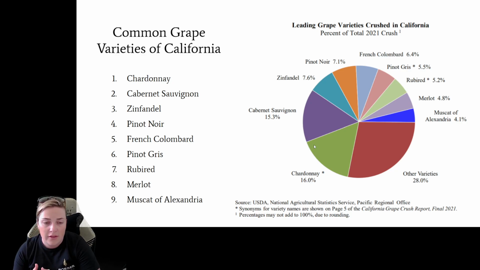Merlot is another, at least it was, a very popular grape variety. Unfortunately, because of Sideways, it got kind of a bad reputation, but it is still a mass-marketed variety. It does very well in California, so it is still one of the most crushed and planted varieties, right? And then Muscat of Alexandria is for sweeter wines that we generally use it for in California. Again, box wine production, mass production situations, you see a lot of Muscat, right? And then we have a whopping 28% of other varieties.